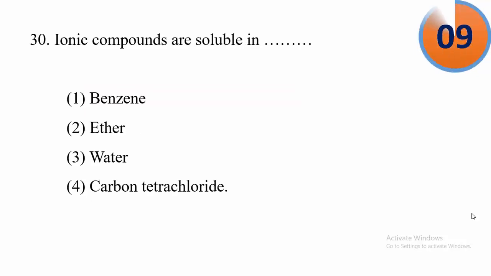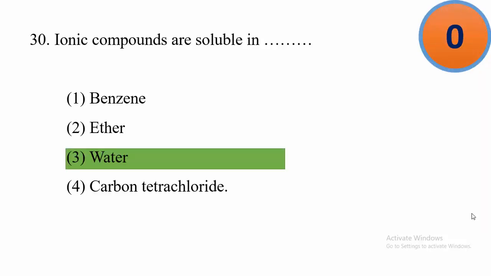And the last question, ionic compounds are soluble in dash: benzene, ether, water, or carbon tetrafluoride. Ionic compounds are polar compounds, and we follow the like dissolves like concept. Ionic compounds are soluble in water, because benzene, ether and carbon tetrafluoride are organic solvents, and therefore ionic compounds cannot dissolve in organic solvents; they dissolve in water. So the correct option is water.